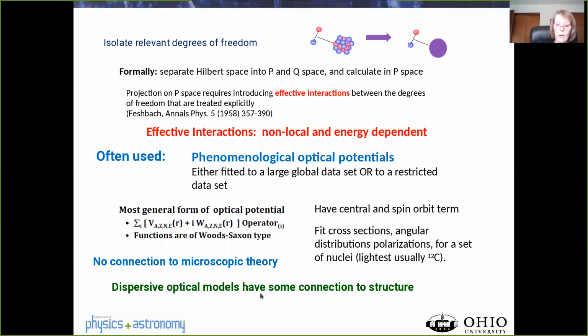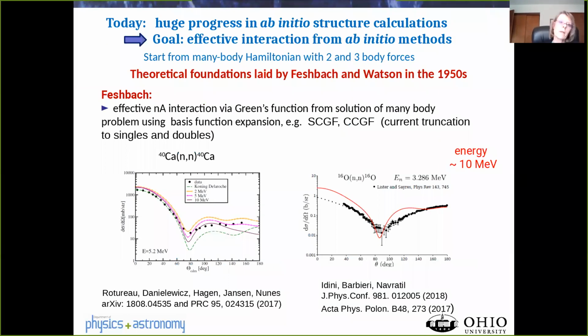So now, what can one do to be more microscopic? There are two things. We also have to realize something: today, huge progress in ab initio structure calculations has been made. And so one should have the goal, if we want to construct effective interactions, to construct them using those ab initio methods and the developments there. If you want to do that, we have to start from a many-body Hamiltonian with 2 and 3 body forces.